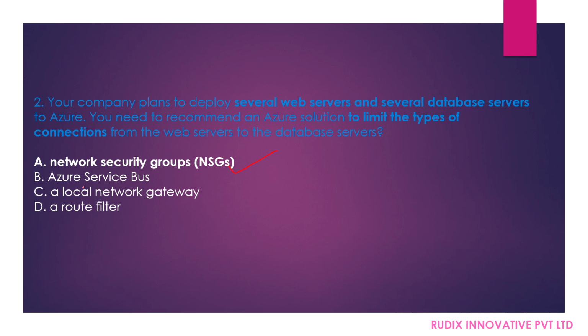Azure Service Bus, local network gateway, and route filter are not designed specifically for limiting the types of connection between web servers and database servers. These serve different purposes such as messaging, connecting on-premises networks to Azure, and controlling routing in Azure respectively. Therefore, network security group is the appropriate solution for this scenario. Next question.